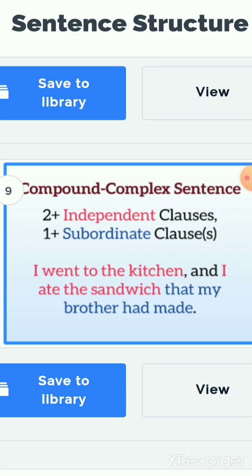The two independent clauses in red, as you can see, are I went to the kitchen and I ate the sandwich. While the subordinate clause, which starts with one of the relative pronouns like that, where, when, is that my brother had made. This is a subordinate clause, and this is an example of a compound complex sentence.